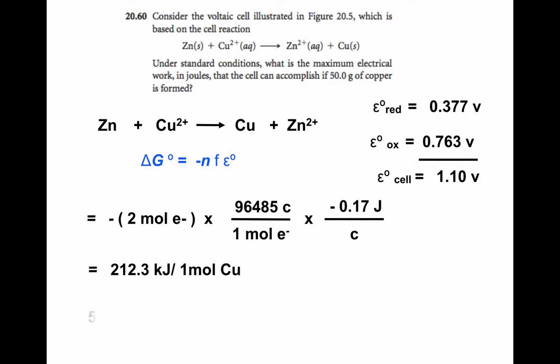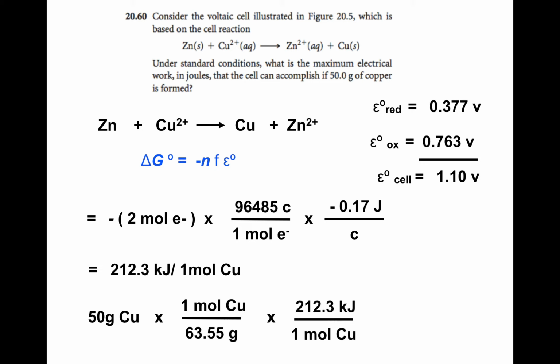So now I can use grams of copper and the molar mass to get to moles, and now I can use this conversion factor to figure out what the maximum work done in joules would have to be. So I'd have to release 167 kilojoules to make 50 grams of copper.